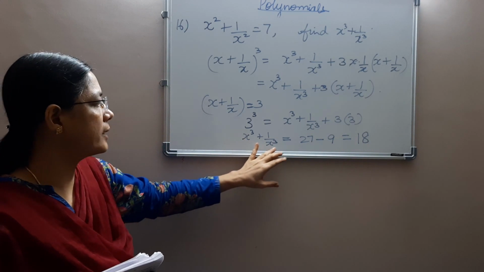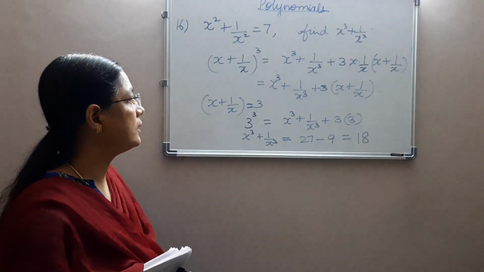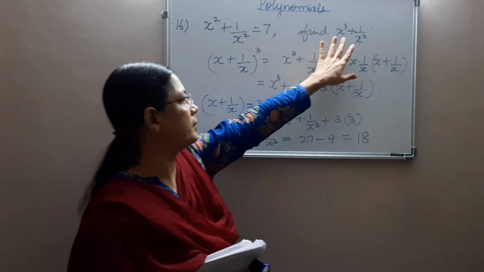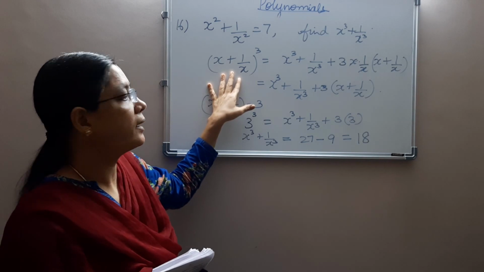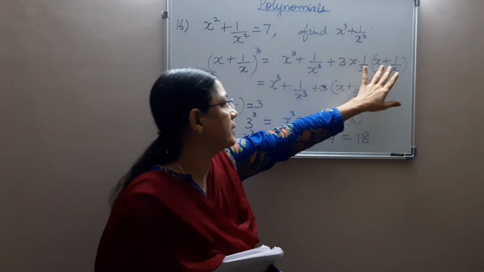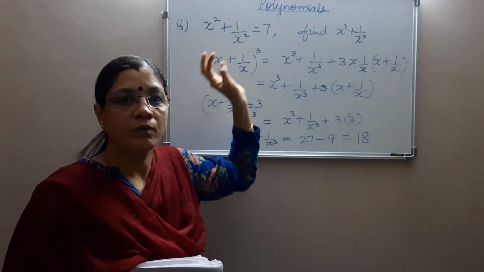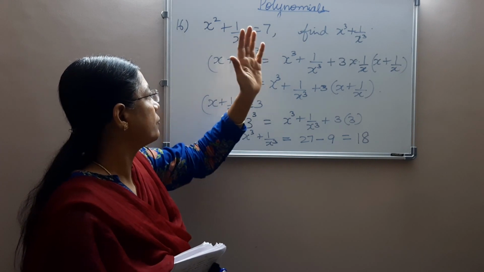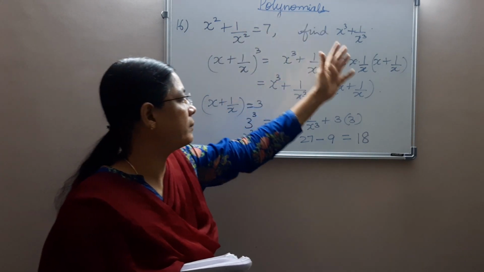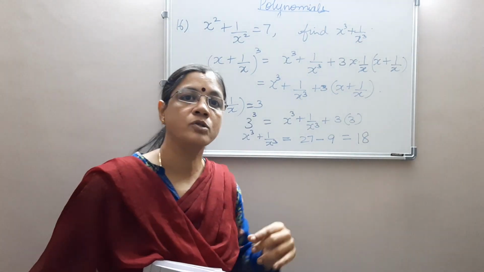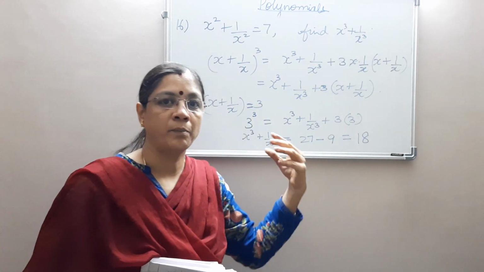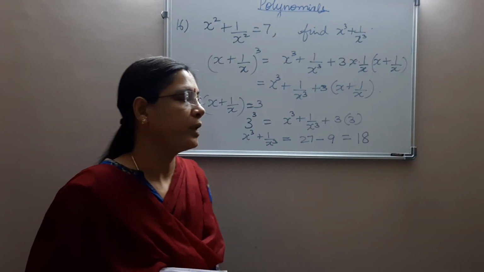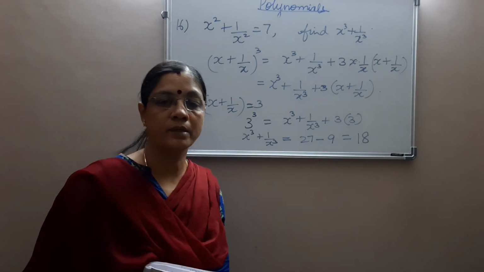So what is x cube plus 1 by x cube? It is 18. See how we got the answer from x squared plus 1 by x squared. For x cube plus 1 by x cube, we need to expand the cubic identity. But in the cubic identity, you have x plus 1 by x. But the given data is not for x plus 1 by x, isn't it? It is x squared plus 1 by x squared. So with x squared plus 1 by x squared, we will be able to get x plus 1 by x if we go for the square identity. And from that, we will be able to get x cube plus 1 by x cube.